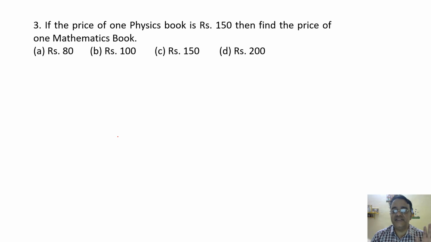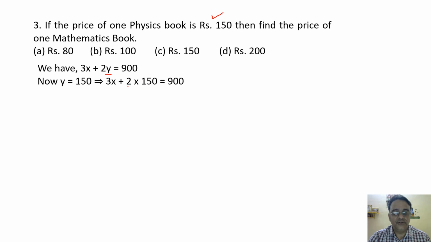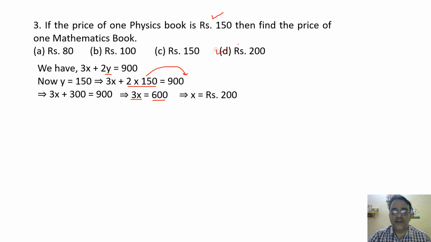If the price of one physics book is rupees 150, then find the price of one mathematics book. So what will we do? We will take any one equation. We'll take the second equation. Here in place of x, no, y, physics book was y. So we will substitute y equals 150, right? So 2 into 150 will be 300. We will then shift 300 to the other side, so it becomes minus 300, that is 600. So what is the value of x? 200. So the correct option is option D.